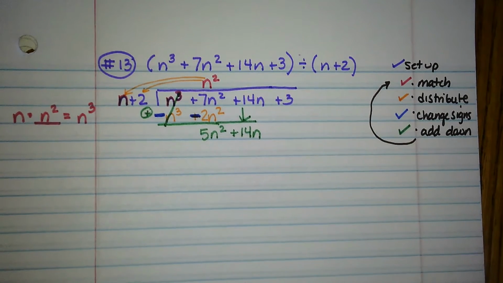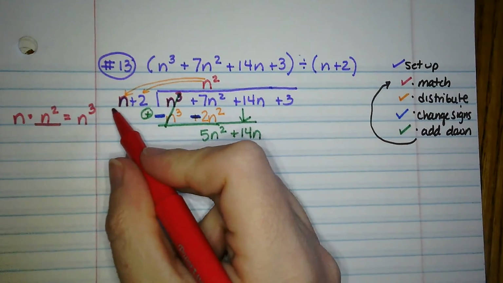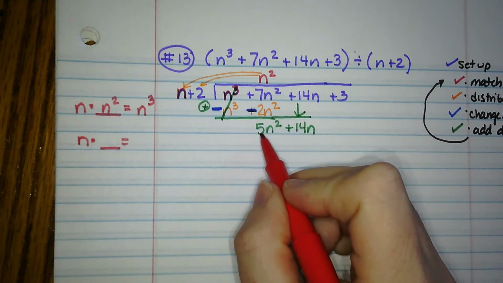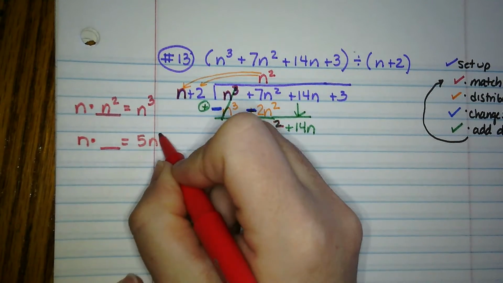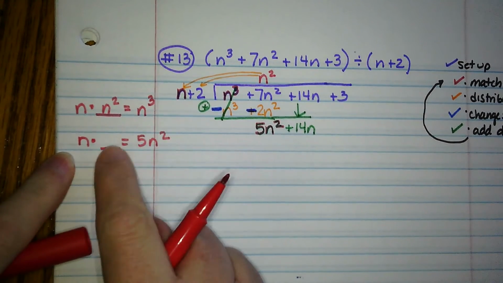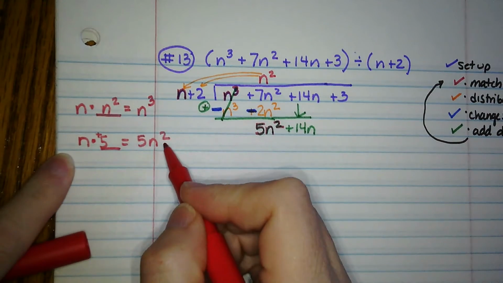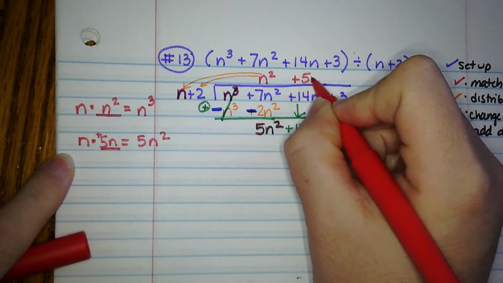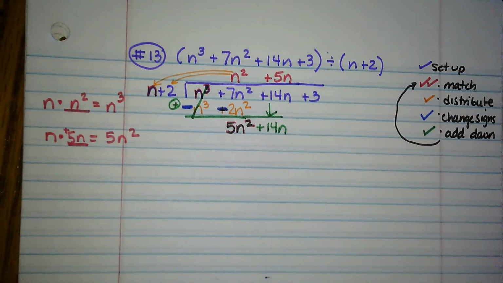And we are right back up for round 2. Time to match. What are we matching this time? Well, we've got n on the outside, and in our next line, it's 5n squared. So now I need to think about what times n is going to give me 5n squared. Well, I definitely need a 5. It's a positive 5. And I also need another n to make that n squared. So I need a plus 5n up top. Match step 2 is done.